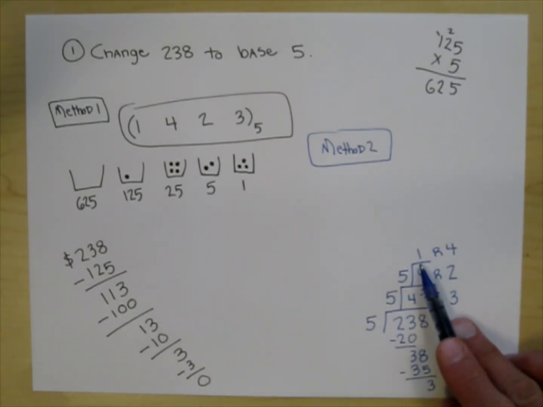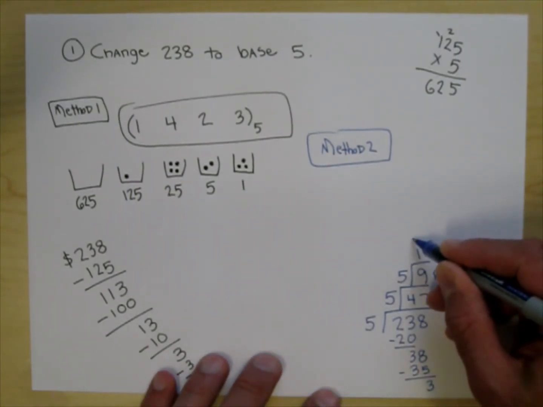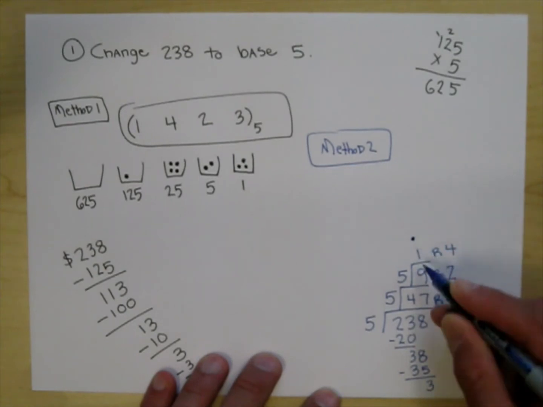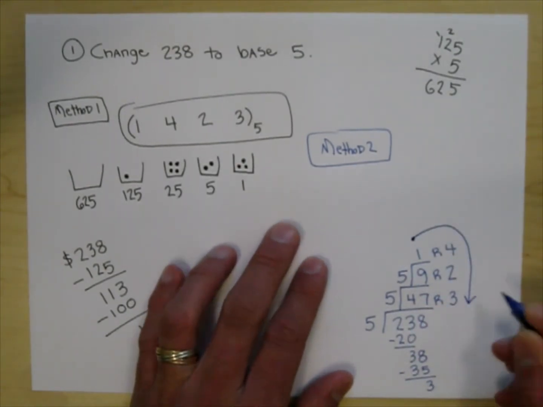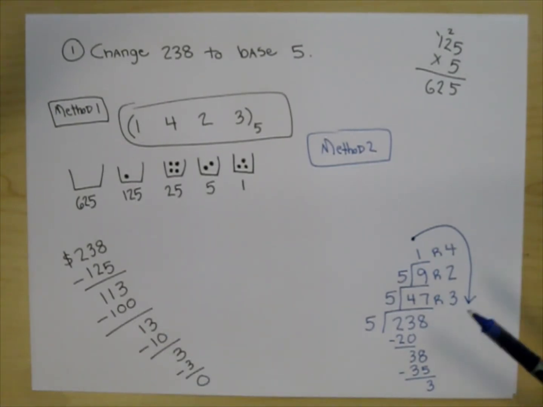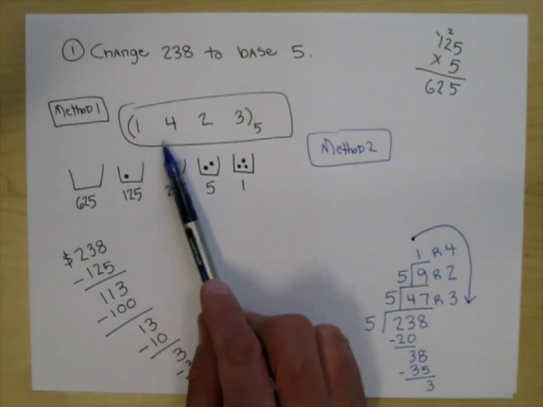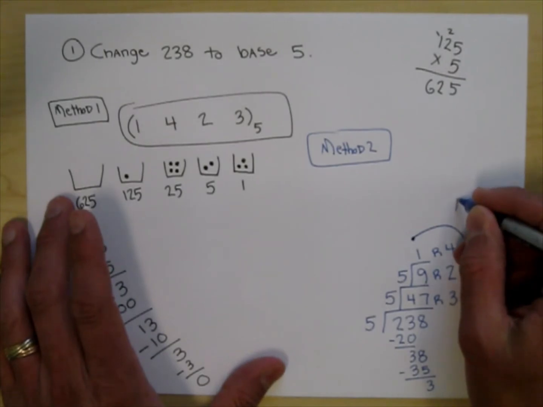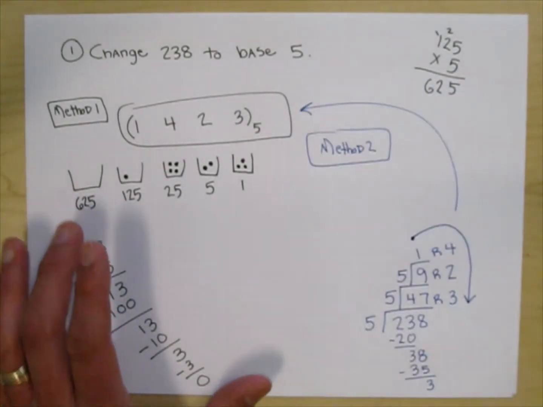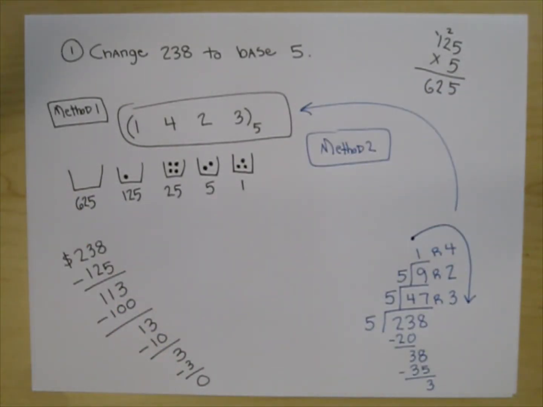Because 5 cannot go into that top quotient, we're done. The important thing to do is you pick it up right from there, from the quotient. You don't just start at the 4 and you head down the river. And when you head down the river and you say the remainders, look what you have. You have a 1, 4, 2, 3. And so that gives you exactly the same answer. So method 2 yields the same answer.